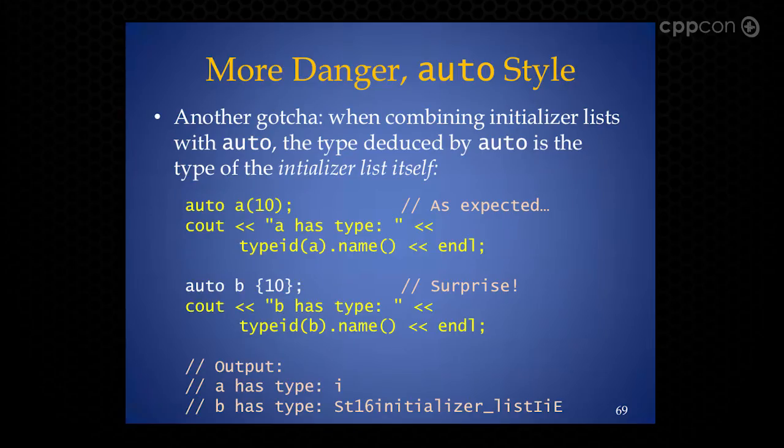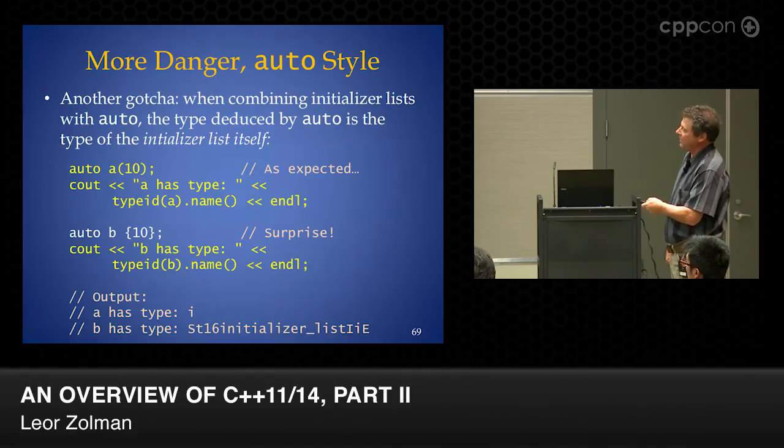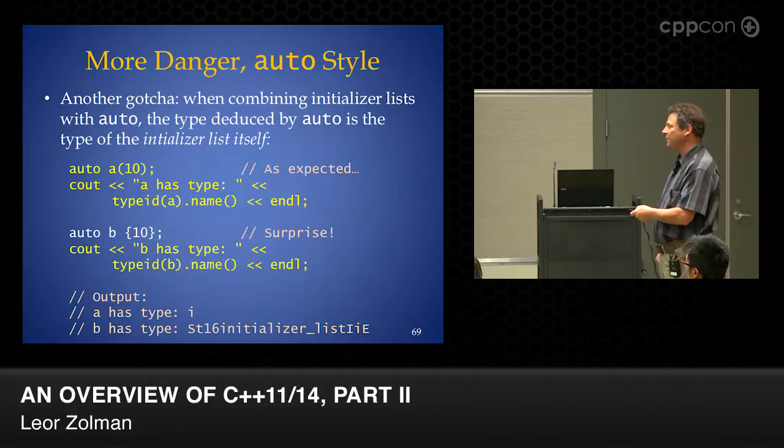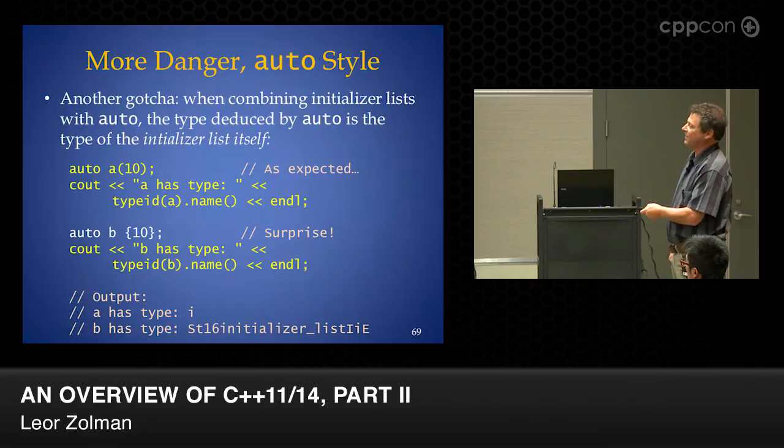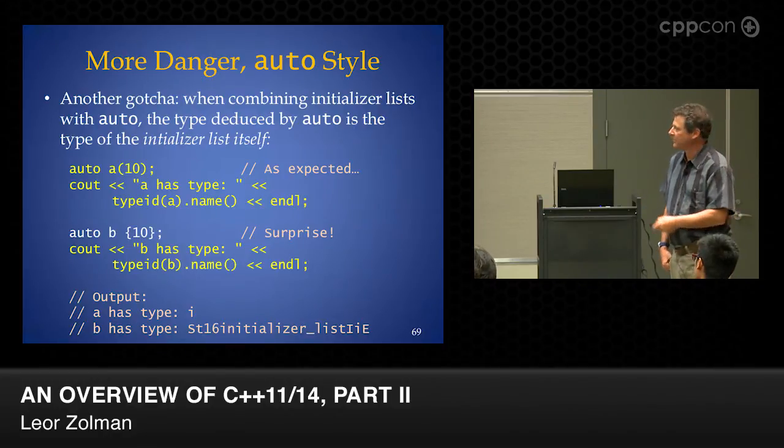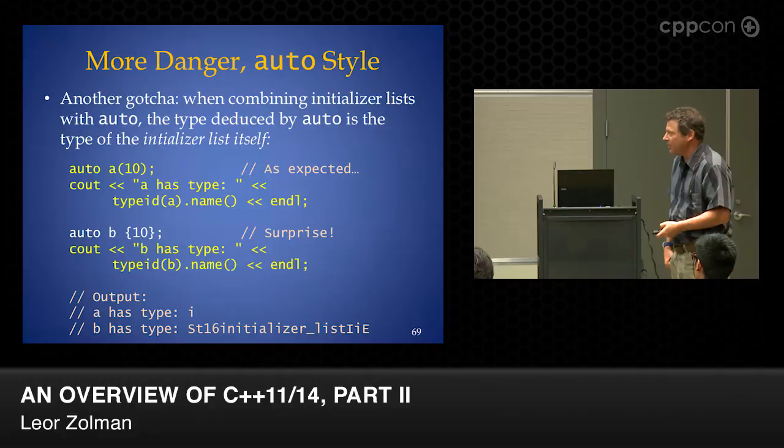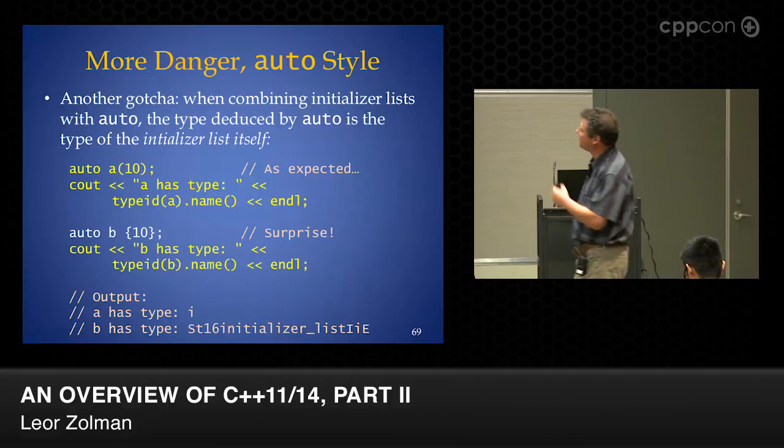So another little gotcha while we're talking about gotchas. Initializer lists in auto don't play nice. This successfully initializes A to 10 as an int. And if you use the RTTI, it'll tell you that it's an int. That's what I mean. But if you use auto B brace 10 brace, it compiles, except the type of B is actually an initializer list of int. Don't do that, unless you want an initializer list of int. That's the moral of that story.